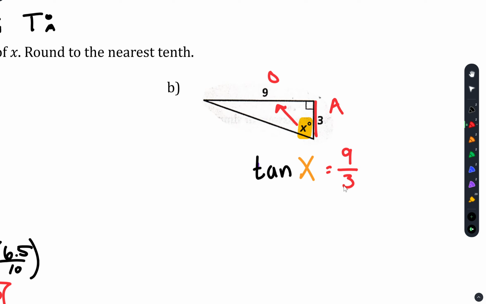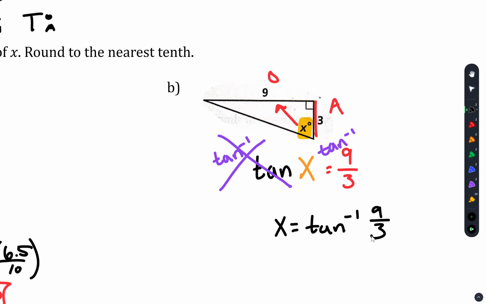To get rid of this, I'm doing inverse tangent. I know some of you don't want to write out this step every single time, so I'm going to write it like this time. I'm going to do tangent inverse of both sides. So that tangent inverse cancels out that tangent. I am left with x equals tangent inverse of 9 over 3.